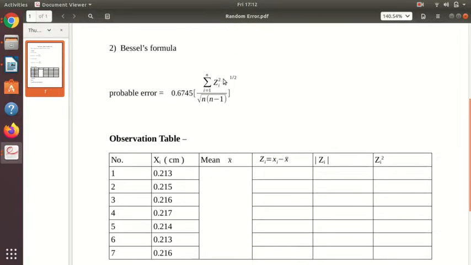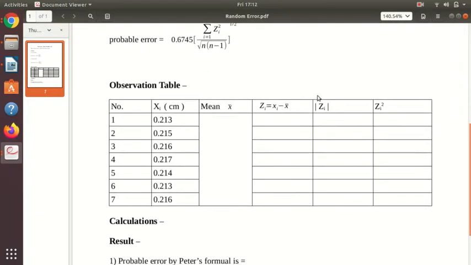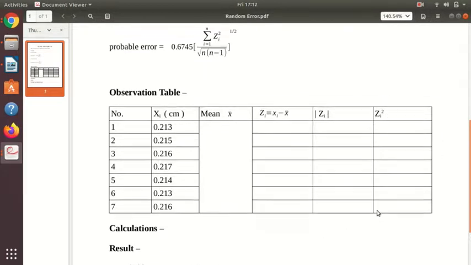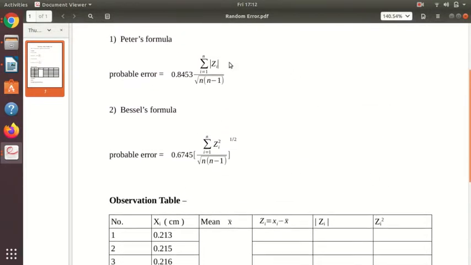Here you can see, first you have to take the summation of z square. You can also write here the summation of mod zi and zi square. You can write the summation here so that you can put it directly into this formula. Here the square root is applied to the term in the square bracket, which is summation of zi square divided by n into n minus 1, under the root.